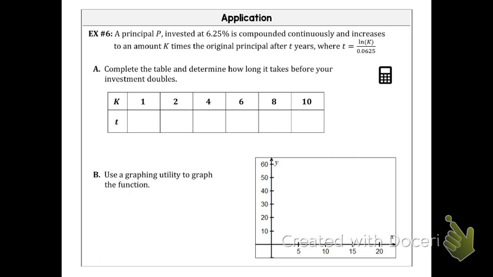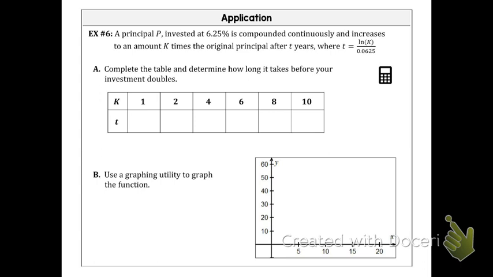All right, example 6, application. Says a principal P invested at 6.25% is compounded continuously and increases to an amount K times original principal after T years, where T is equal to the natural log of K divided by 0.0625. Complete the table and determine how long it'll take before your investment doubles.